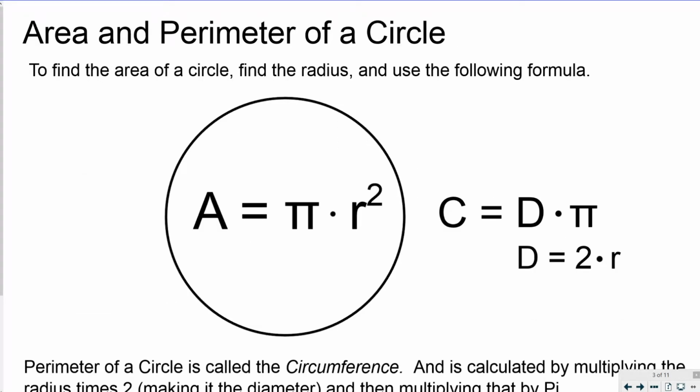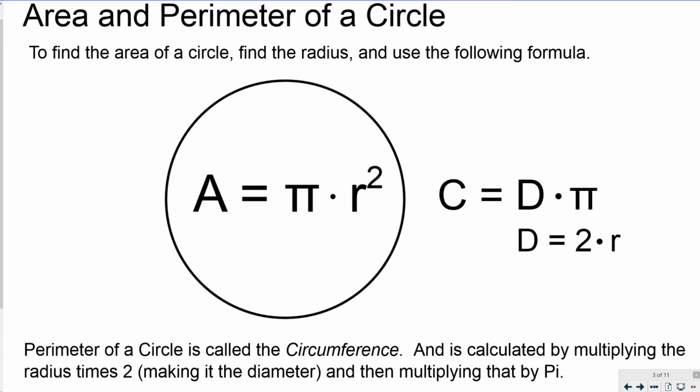So, let's just get started with the area and perimeter of a circle. We are going to need these formulas for this section. The area and the perimeter of a circle are known as, well, the area and the circumference for the perimeter. To find the area of a circle, you need to know the radius. And remember that the radius, I'm going to draw one here. The radius is from the center of the circle to the edge. This is the radius.